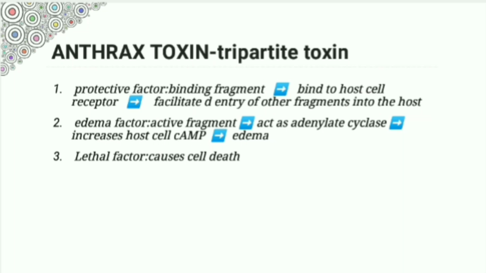Edema factor is the active fragment which acts as adenylate cyclase and increases the host cell cyclic AMP and causes the edema. And the third fragment of anthrax toxin is the lethal factor. Like the name, it causes cell death. These three fragments are not toxic individually, but together they can produce local edema and generalized shock. Toxin synthesis is controlled by plasmid.